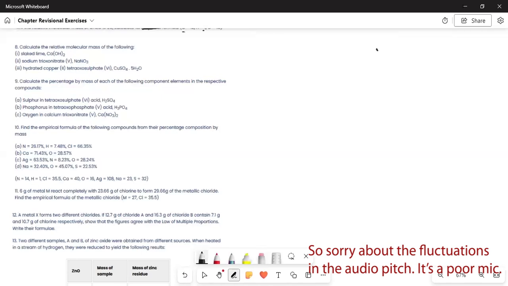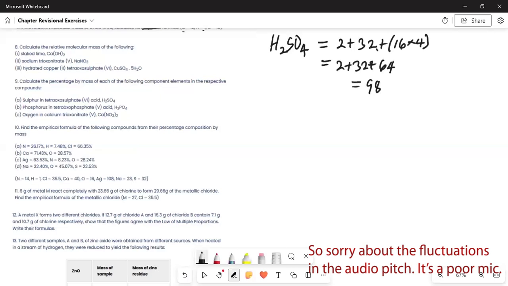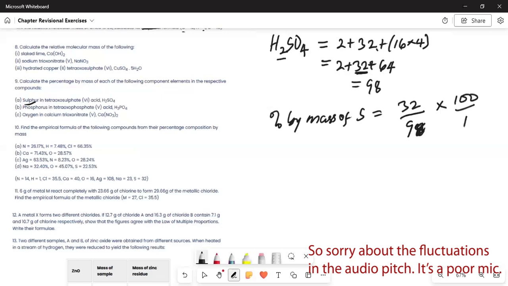And the percentage by mass of each of the following component elements in the respective compounds. The first one is sulfur in tetraoxosulfate(VI) acid. Tetraoxosulfate(VI) acid, that's H2SO4. First of all, get the relative molecular mass. Hydrogen is 1 times 2 atoms, that is 2, plus sulfur 32, and plus oxygen 16 times 4 atoms, which is 2 plus 32 plus 64. That will be 98. And now we have to calculate the percentage by mass of sulfur in this H2SO4. So what is the mass of sulfur in H2SO4? The mass is this 32 here. The percentage by mass of sulfur is equal to 32 over the relative molecular mass of the compound, which is 98, times 100 over 1.